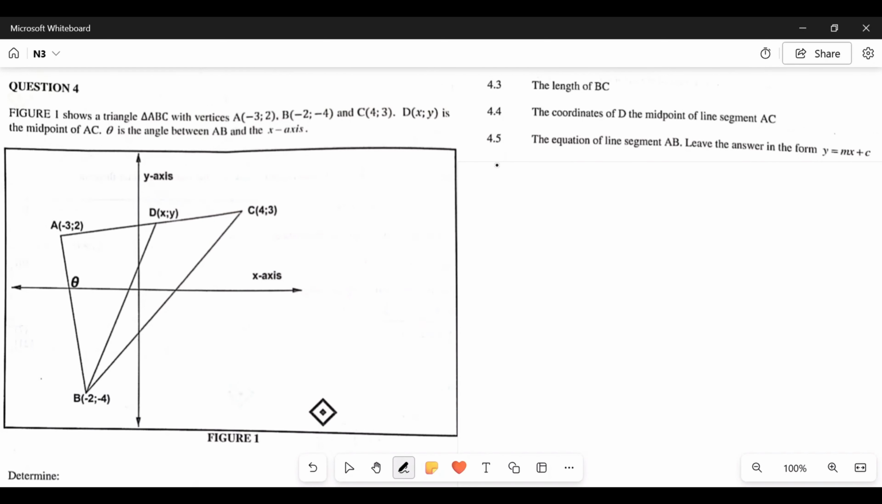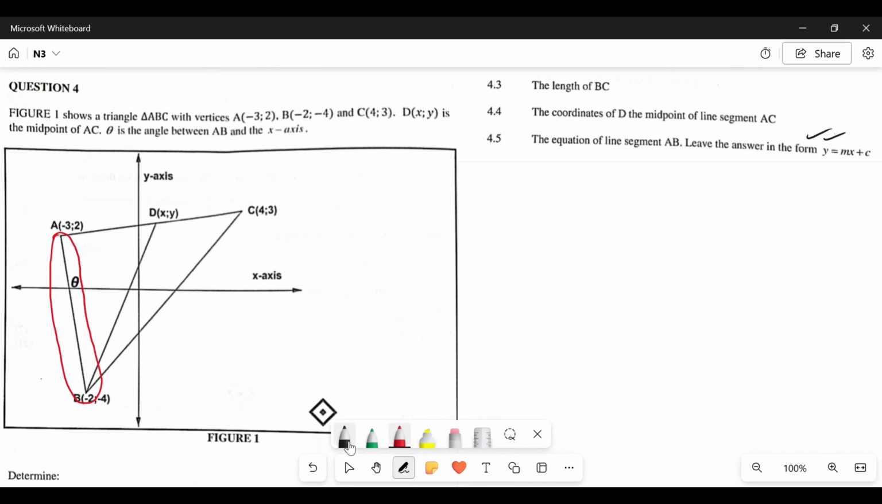All right, guys, let's look at 4.5. Now the question goes like this: calculate the equation of the line segment AB. Leave the answer in the form y equals mx plus c. So basically here they want us to find the equation of a straight line AB. Again, let me highlight very quickly, this is the line here that they are asking us to get the equation of.